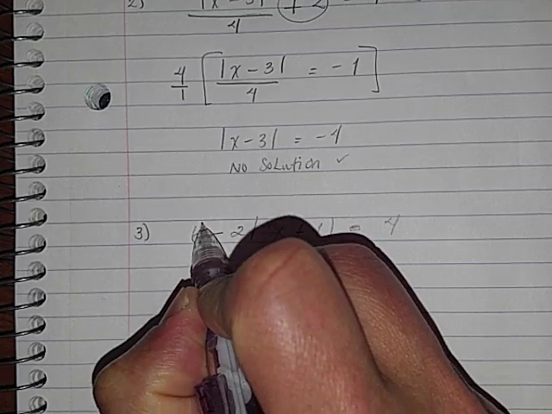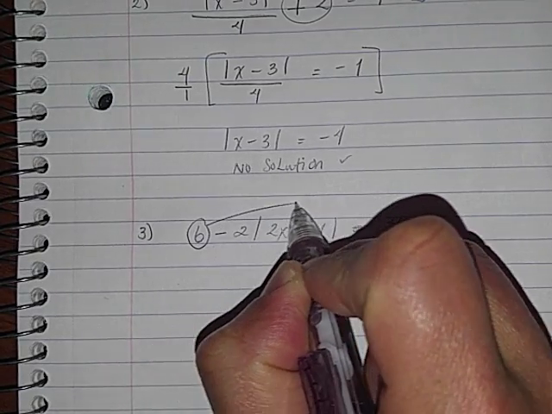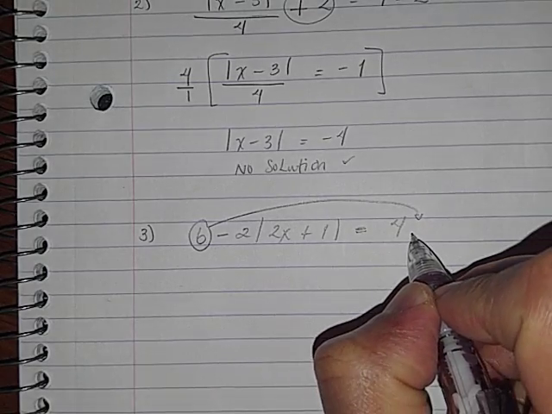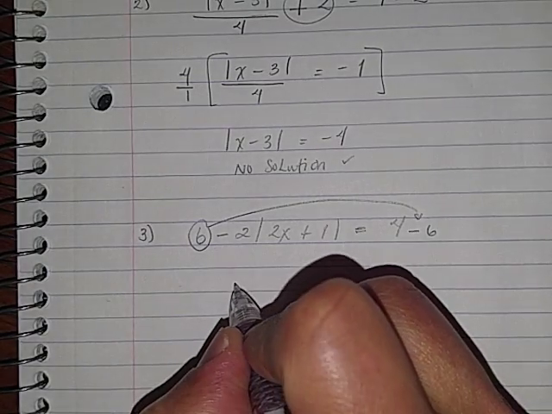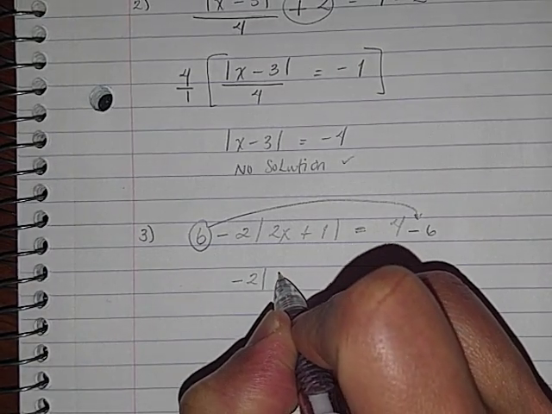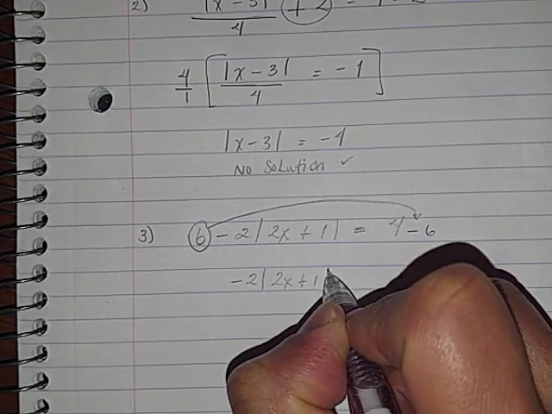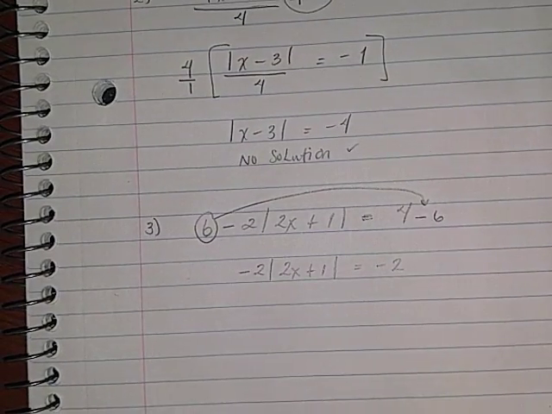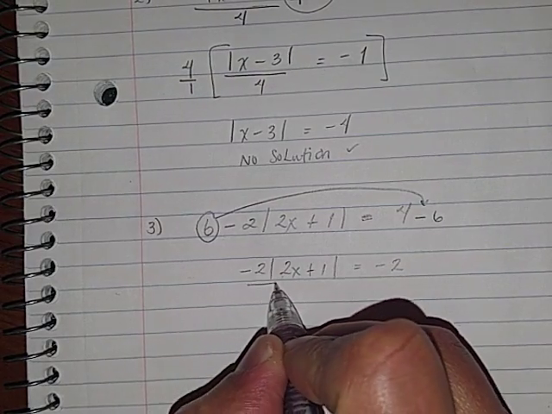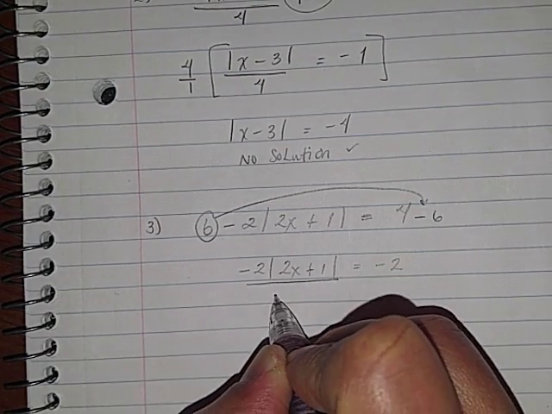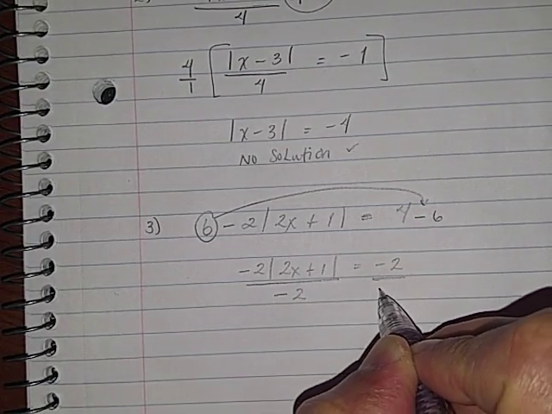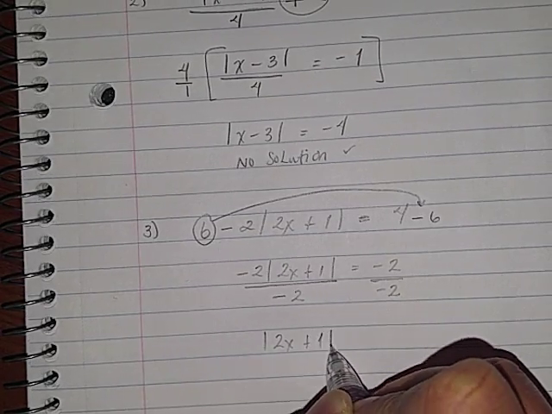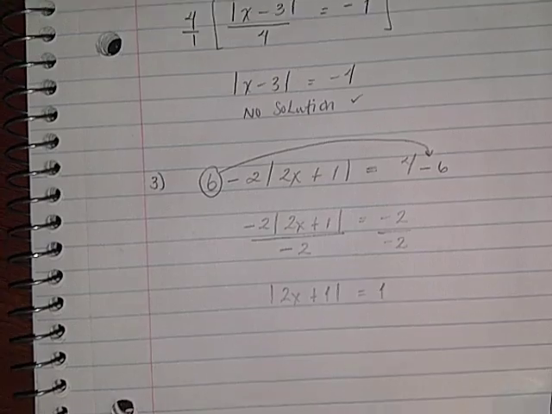So we're going to take this guy right here and take him over here. Well, he's a positive 6, so he becomes a negative 6. So now we have negative 2 times the absolute value of 2x plus 1. 4 minus 6 is negative 2. Now we just continue solving. Undo multiplication, so divide by negative 2. That's going to leave me with the absolute value of 2x plus 1 equals 1.